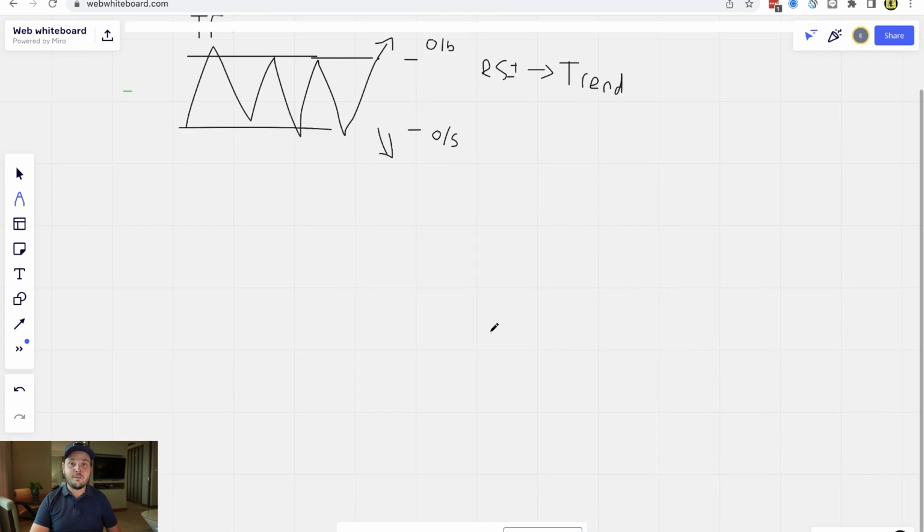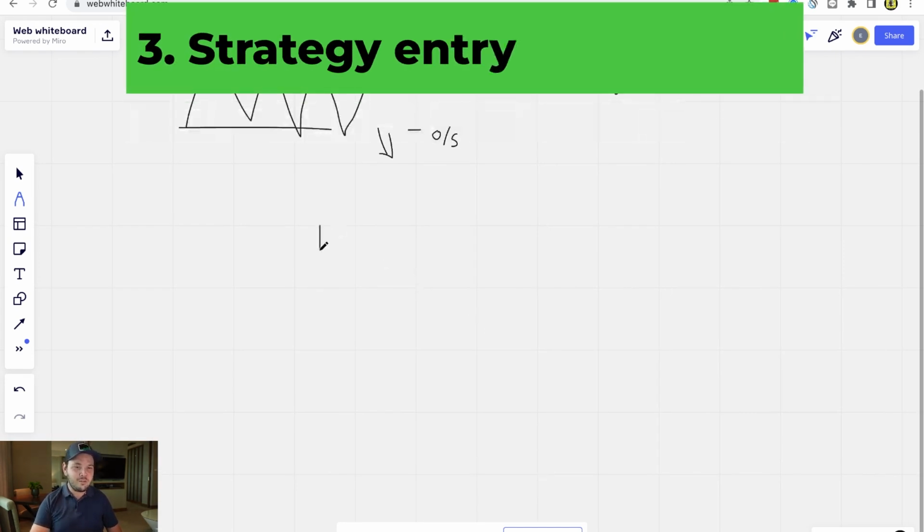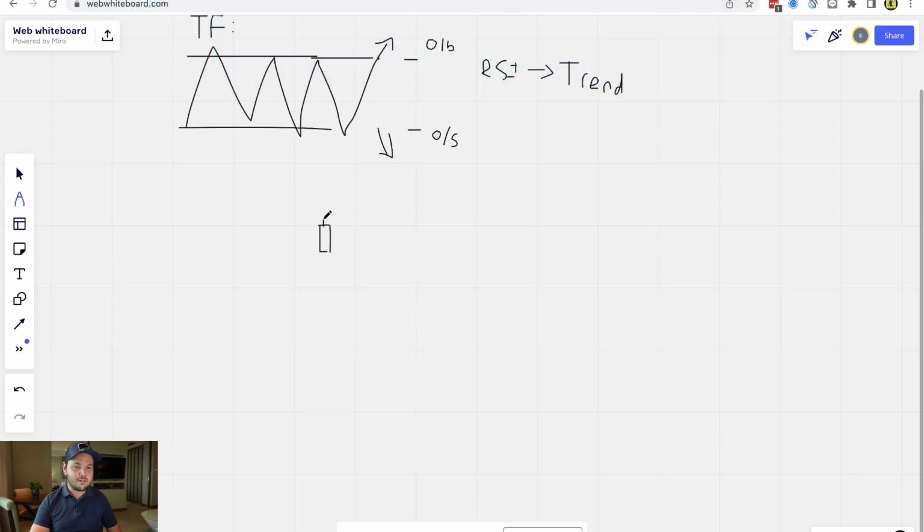Now, how does the entry work? It's very, very simple. You would enter when you have a breakout. So let's say you have a candlestick over here. That's the breakout candlestick, a bullish candlestick. And before that, let's say we had another bullish candlestick. And this will be the range. This one breaks out of the range. We're going to enter here right above the high.